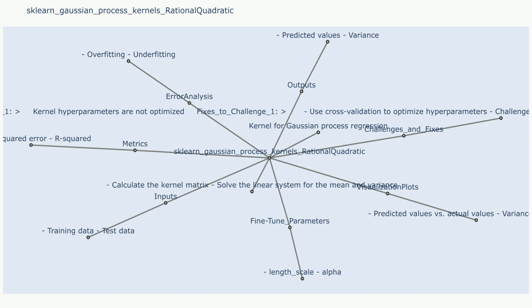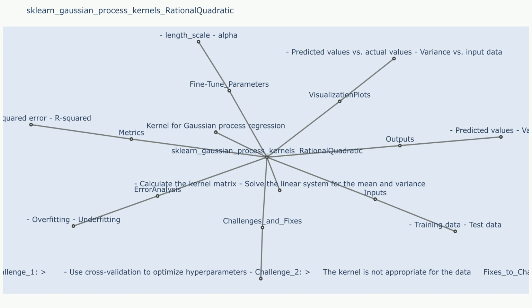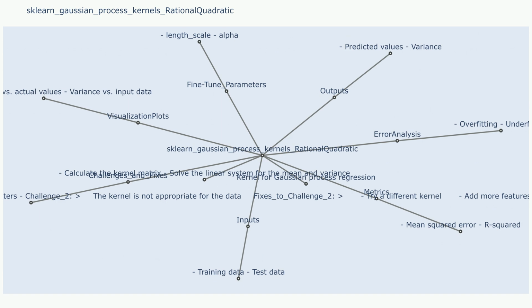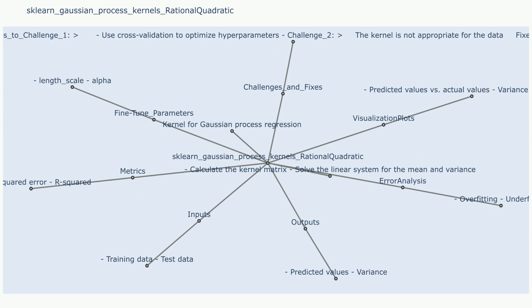Fixes to challenge 1: use regularization techniques to prevent overfitting. Use cross-validation to select the optimal model complexity. Challenge 2: choosing appropriate kernel parameters. Sample use case that resulted in challenge 2: the performance of the model depends heavily on the choice of kernel parameters, such as the length scale and alpha. Fixes to challenge 2: use grid search or Bayesian optimization to find the optimal kernel parameters. Use domain knowledge to guide the choice of kernel parameters.